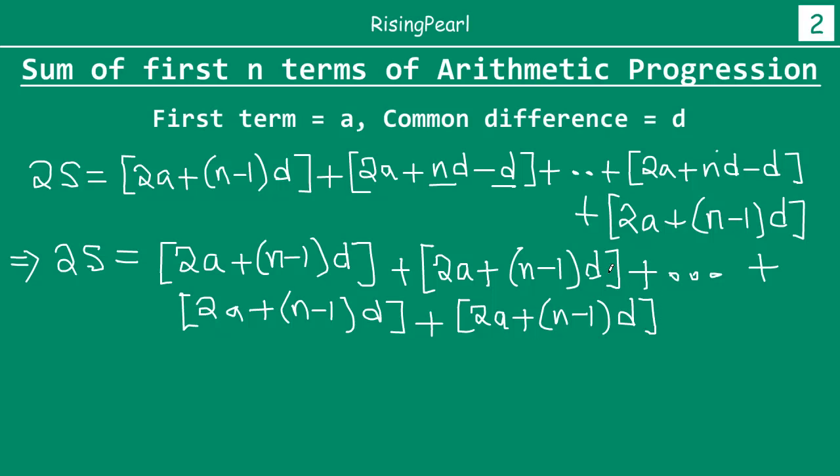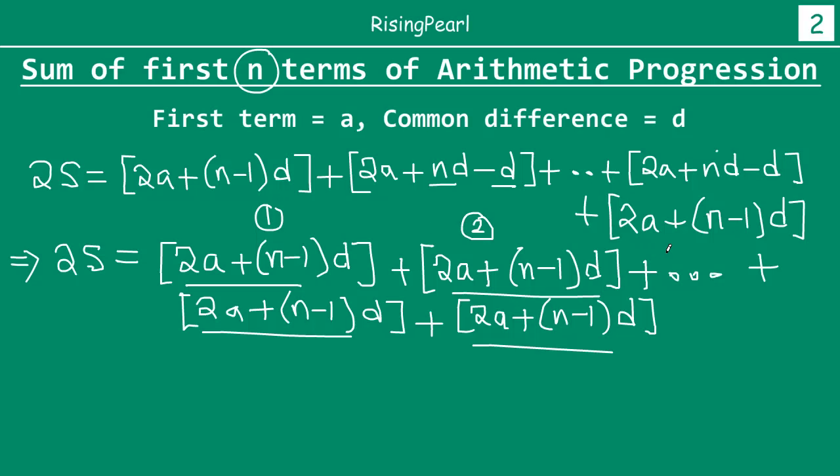So in other words, friends, all of these terms, they are the same. If you notice, 2a plus n minus 1 times d plus 2a plus n minus 1 times d plus 2a plus n minus 1 times d, and again the same thing. Now how many such terms are there? Remember that we are taking a sum of first n number of terms. So there are n number of these terms. So if you start with, this is the first term, this is the second term, then third term, so on and so forth, and this is the nth term.